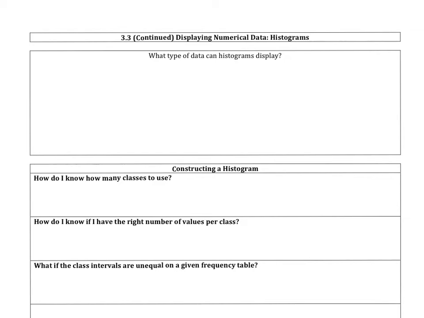Histograms, what type of data can histograms display? We usually use them for large sets of numeric data. And histograms are good for displaying both discrete as well as continuous data. For discrete data, you're going to notice that the numbers act as categories.